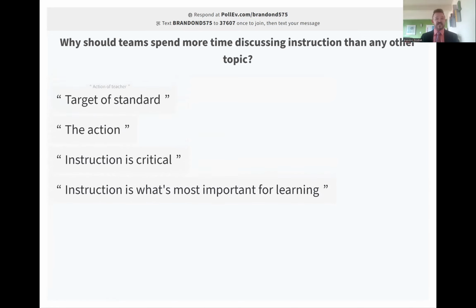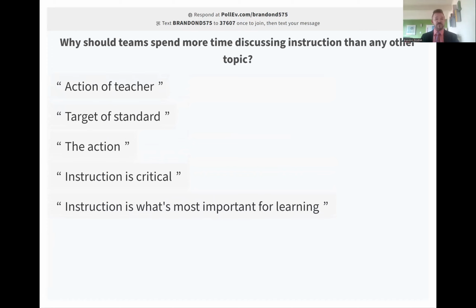Okay, so we have a lot of things coming up. Instruction is what's most important for learning. It's critical. It's the actions we take, the actions of the teachers. And so that's why spending time on instruction more than anything else becomes really critical in that PLC teacher team process.